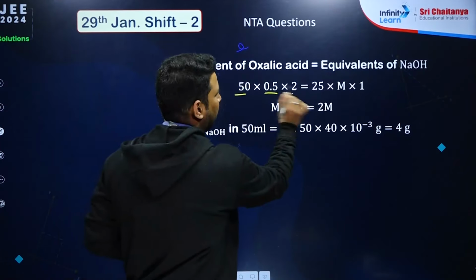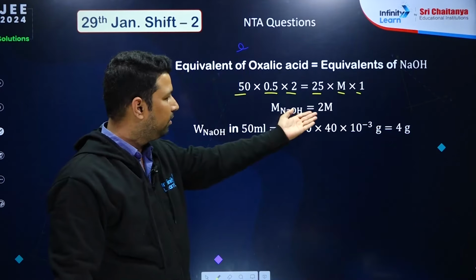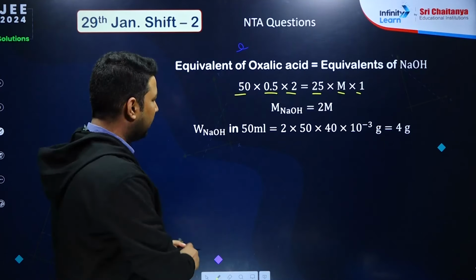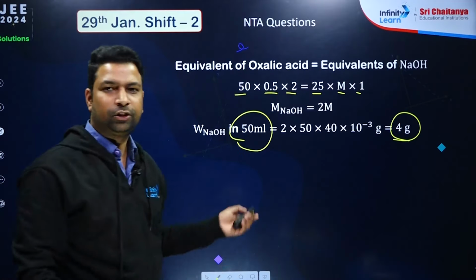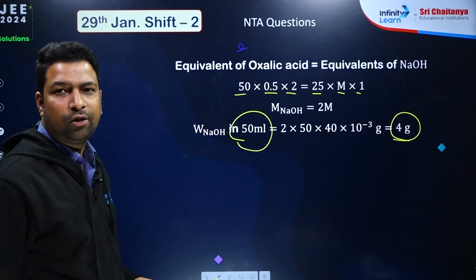Molarity into volume into n-factor. With the help of this, you can get the molarity, and with the help of molarity, you can get the answer in 50 ml. So your answer will be 4 gram. Just solve the question and get the answer. It was a too easy question related to the equivalent concept.